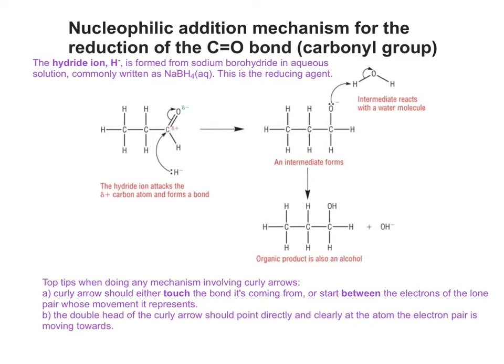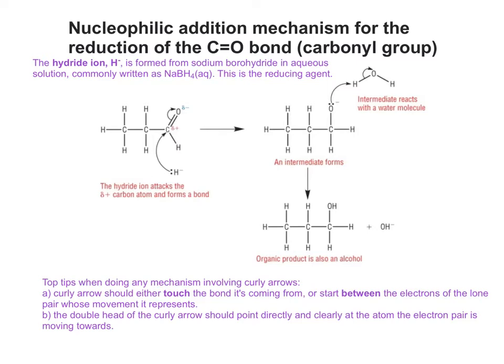Or the double head of the curly arrow should point directly and clearly at the atom the electron pair is moving towards. Let me give you another example. If the curly arrow starts from a lone pair, it should start from between the lone pair, like so. So just a few tips there to remember how to get maximum marks and not make your mechanisms look ambiguous.